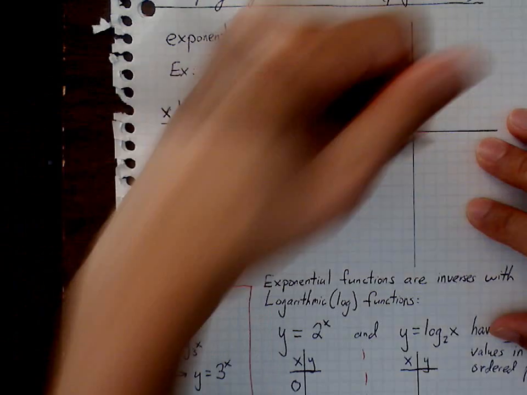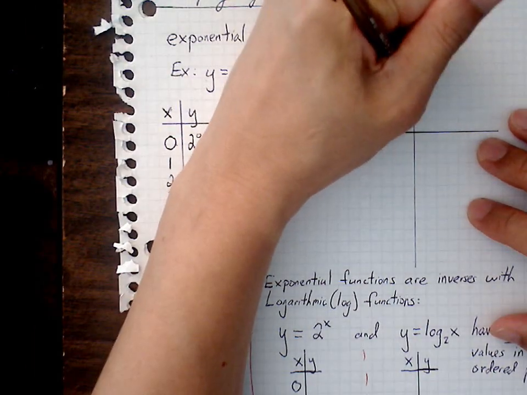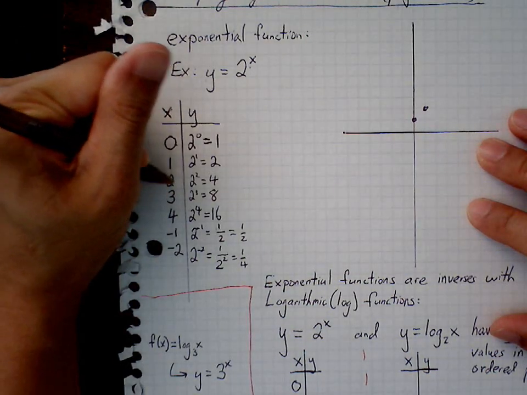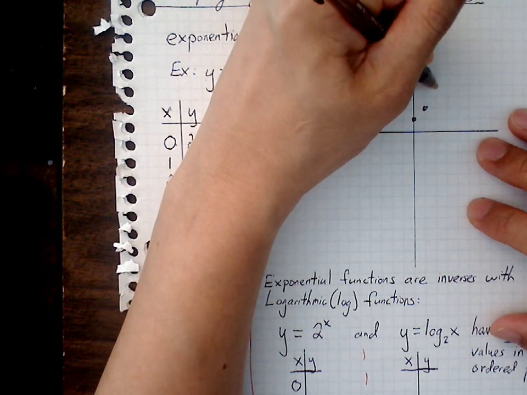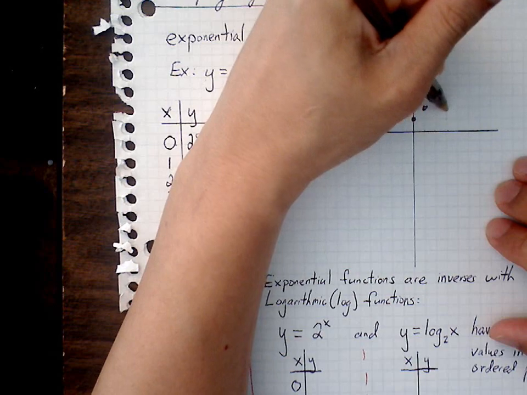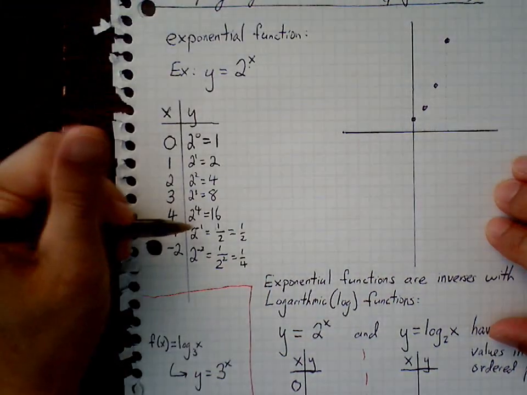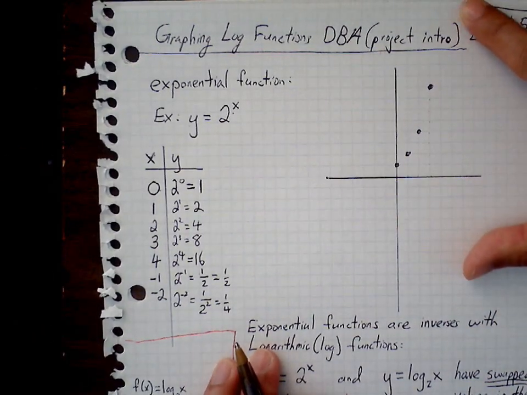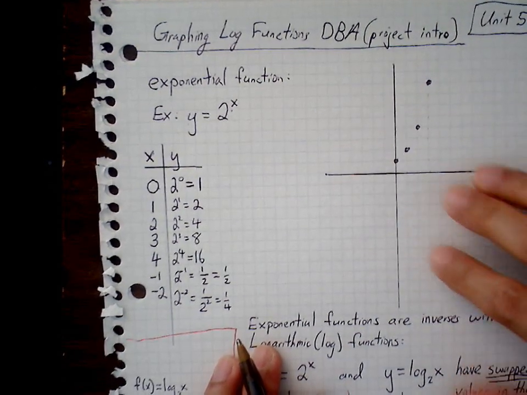So 0, 1, 1, 2, 2, 4, 3, 8, 4, 16. Okay, so 4, 16 is off my graph here, but we can kind of imagine that the graph is rising at a very steep rate.